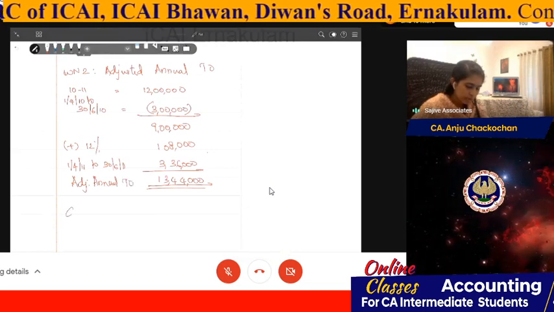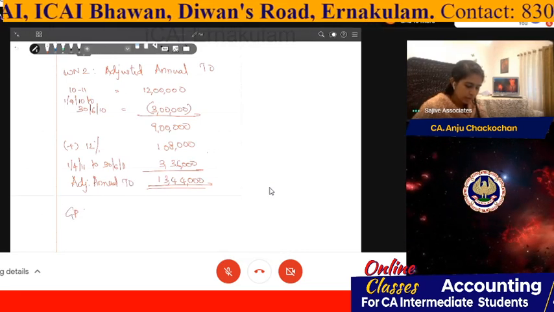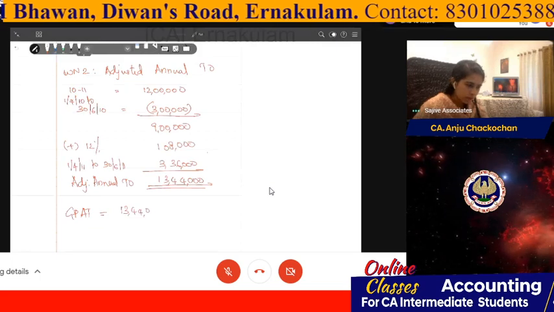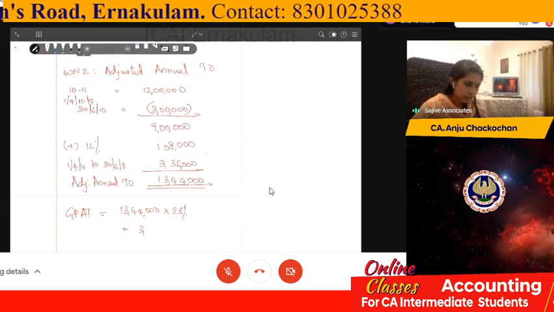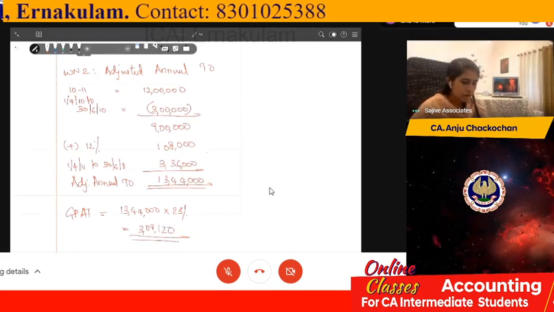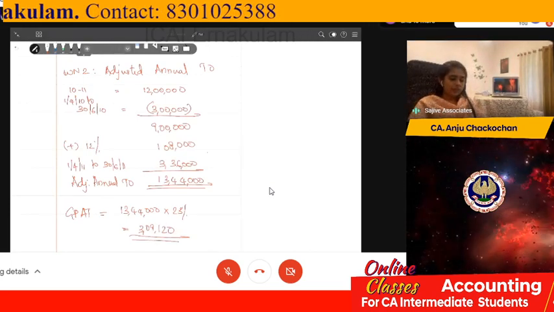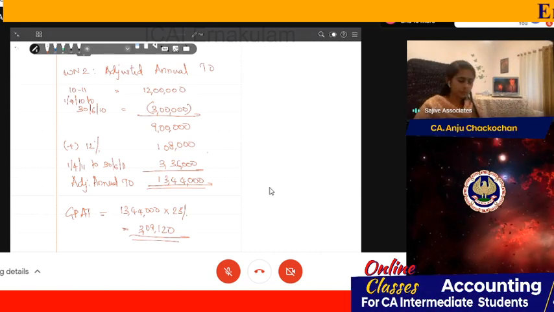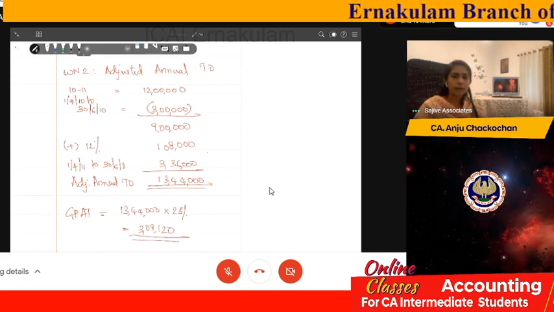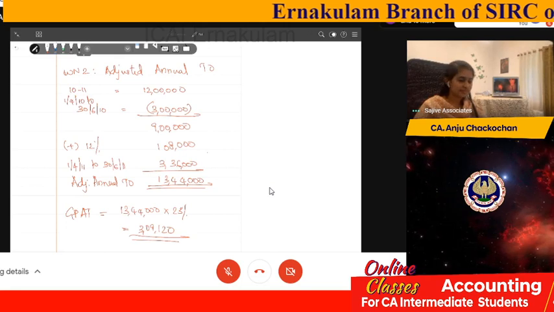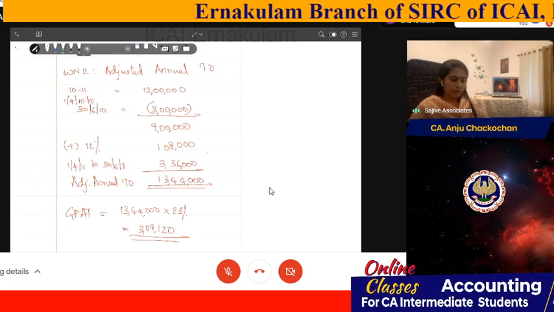And so GPAT will be 13,44,000 into 23 percentage, which will be 3,09,120. Complete this, everyone. GPAT. Once you're done, let me know. Compute GPAT. Let me know if you're done with this.